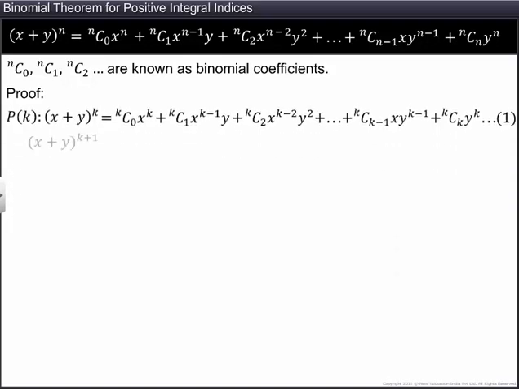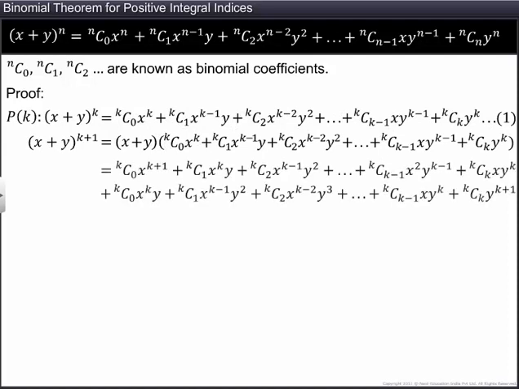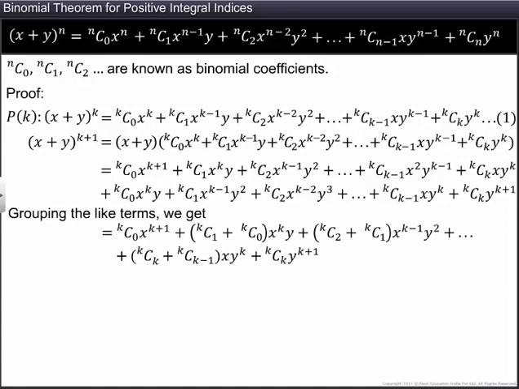Consider (x + y) whole raised to the power k + 1. (x + y) whole raised to the power k + 1 can be written as (x + y) multiplied by (x + y) whole raised to the power of k. Here, we substitute the value of (x + y) whole raised to the power of k. Now, let us write the product of these two expressions. After grouping all the like terms, we get this expression.